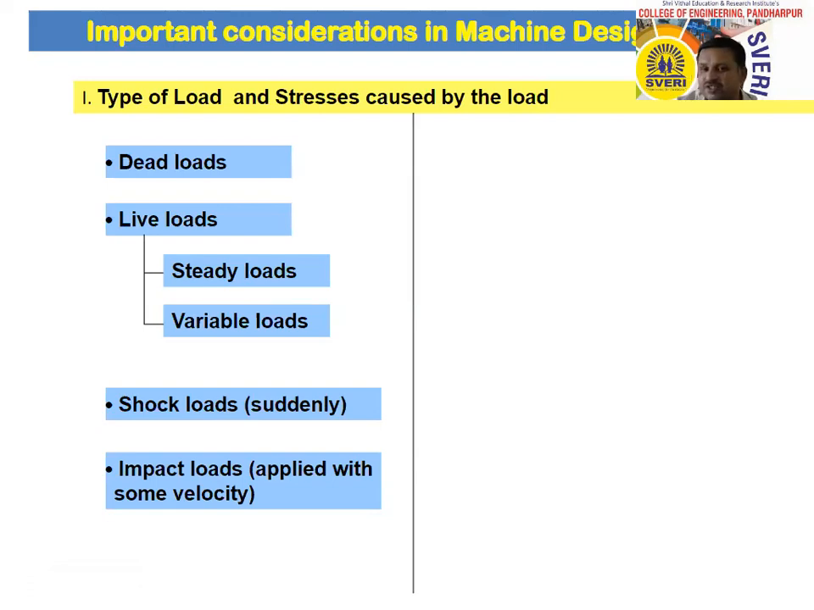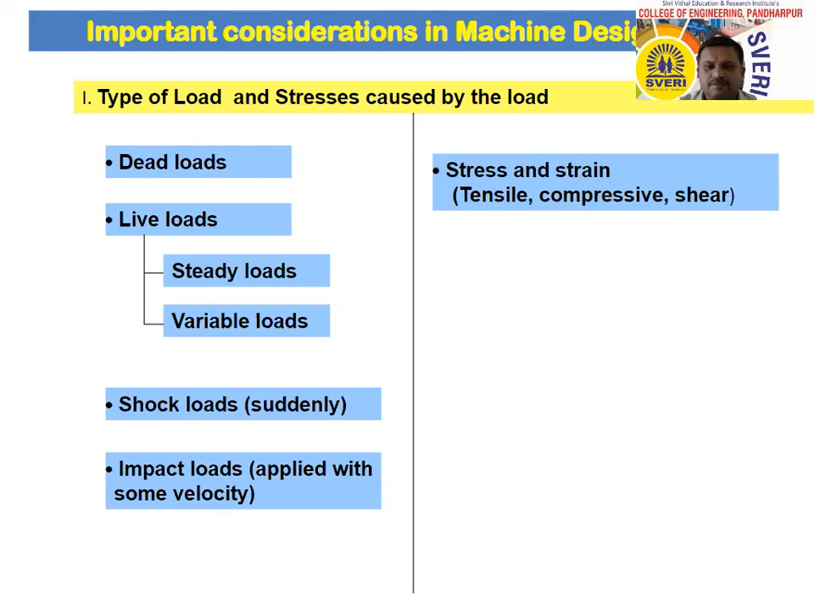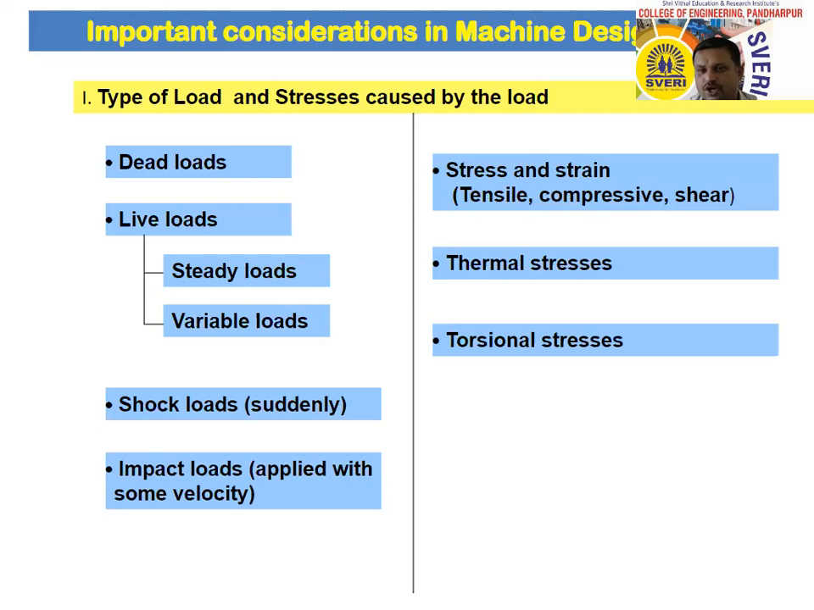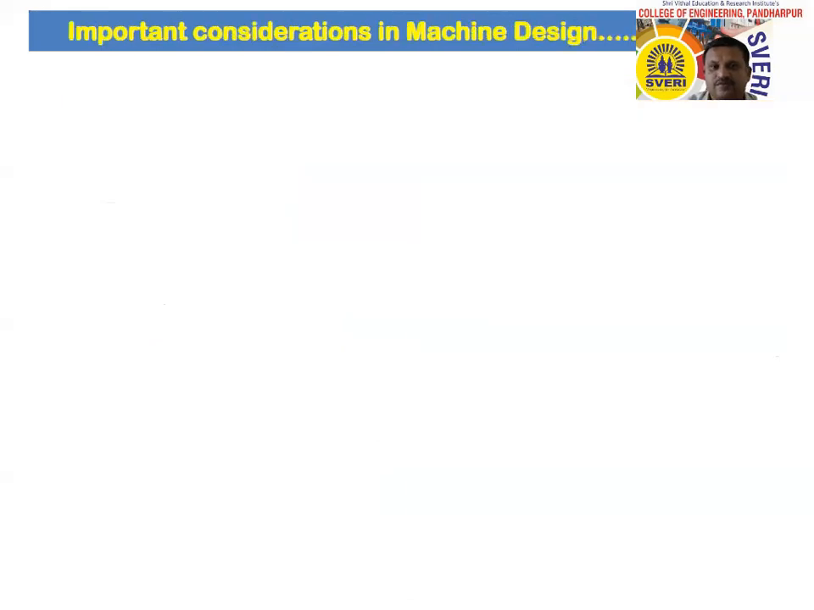But impact loads are of 3 types: gradual, impact, and what is there? 3 types of impact load. You have studied that impact load chapter in strength of materials. Therefore, these are the different loads. Now these are the different stresses and strains. Stress and strain, that is tensile stress, compressive stress, shear stress, thermal stress. You have studied these chapters also. Then torsional stress due to torque or moment, bending stress.